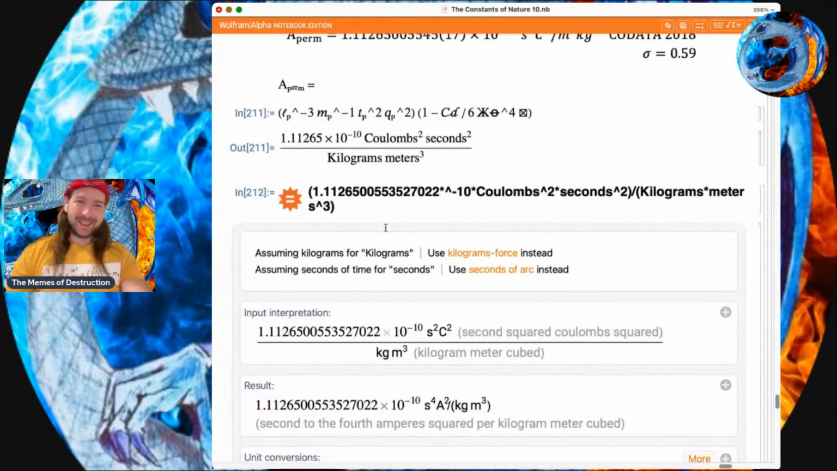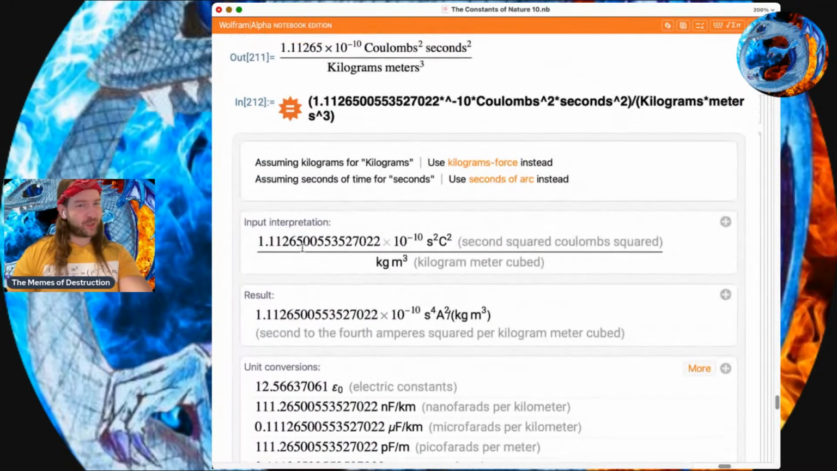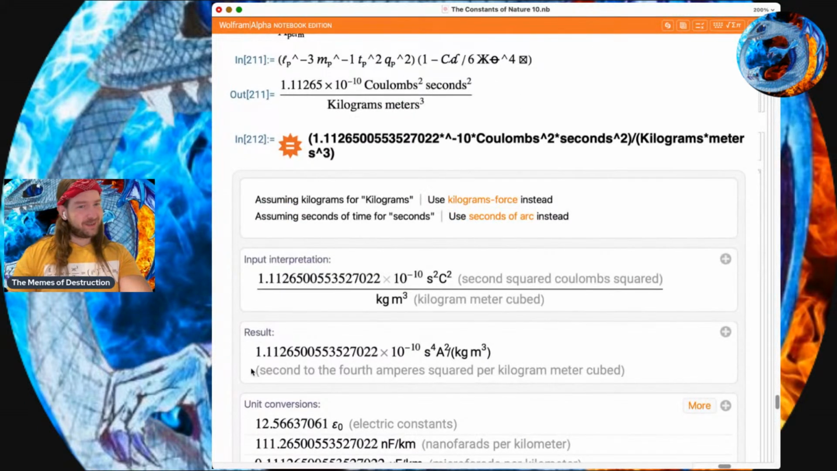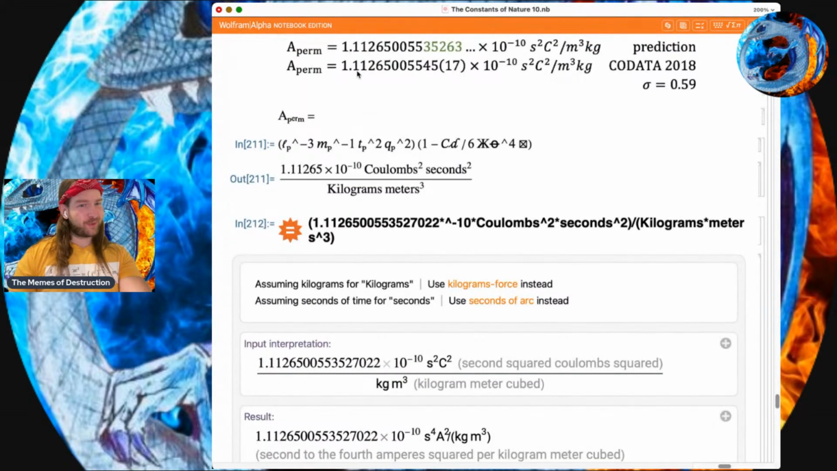Okay, cool. All right. So, what number are we looking for? The number we're looking for is 1.11265005545, or 545. Hold on. 5352. Okay. So we get error 1.7. So we go down to 3. Okay, it's in the error bars. We have error over there. Okay.